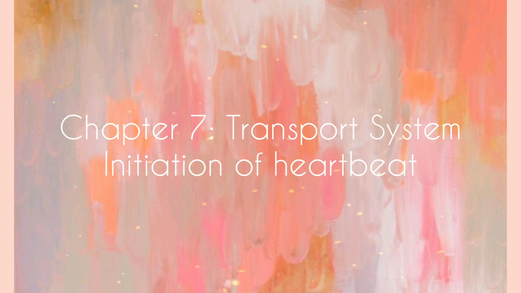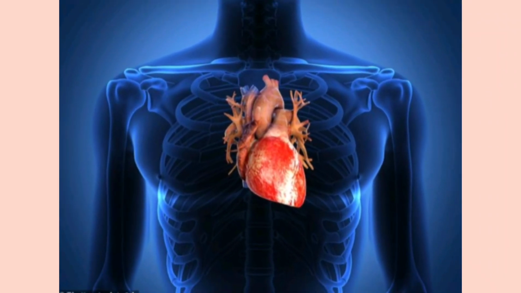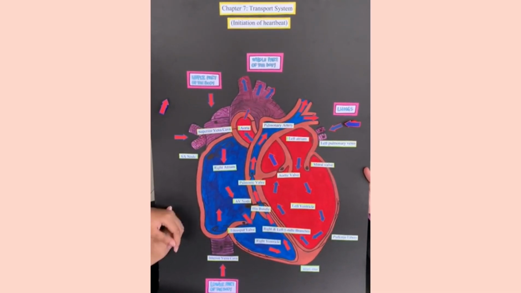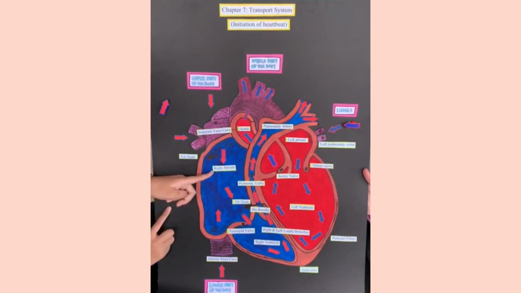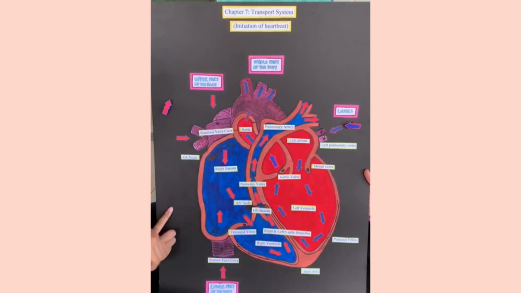Hello everyone. Today we will discuss the initiation of heartbeat. Our heart is situated between two lungs and behind the sternum. It is made up mostly of cardiac muscle. Our heart also has three layers: epicardium, myocardium, and endocardium. The heart consists of four chambers: right atrium, left atrium, right ventricle, and left ventricle.